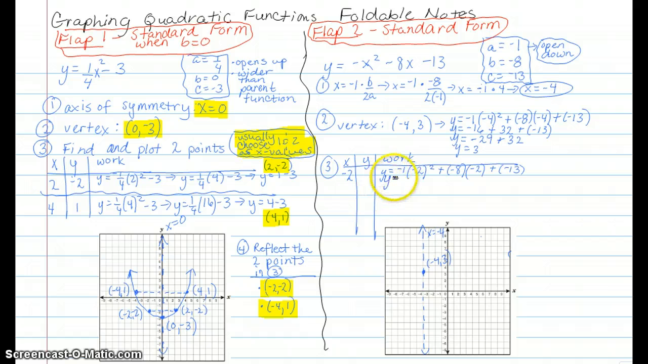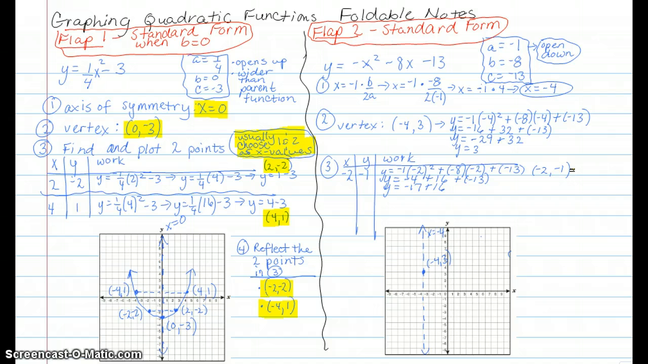Okay, so we have y equals negative 2 squared is 4. Negative 2 times negative 2 is 4, times negative 1 is negative 4. Negative 8 times negative 2 is positive, so it's going to be plus 16, and then plus a negative 13. Again, I would go ahead and combine the negative 4 and the negative 13, which is negative 17. So y equals negative 17 plus 16. And negative 17 plus 16 is negative 1. So I have the ordered pair negative 2, negative 1.